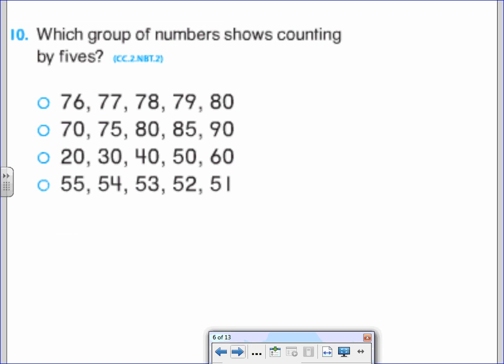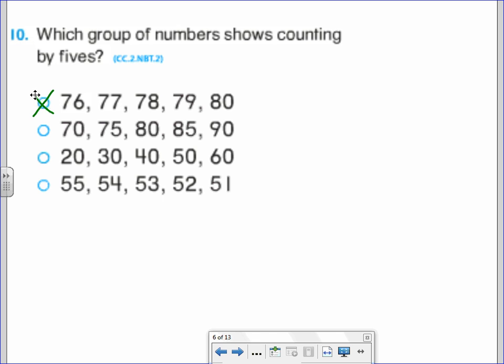Next one. Number 10. Which group of numbers shows counting by fives? Let's look at each choice and choose the right one. So we have 76, 77, 78, 79, 80. What am I counting by on that choice? Vanessa? Ones. No good. 70, 75, 80, 85, 90. Is that counting by fives?